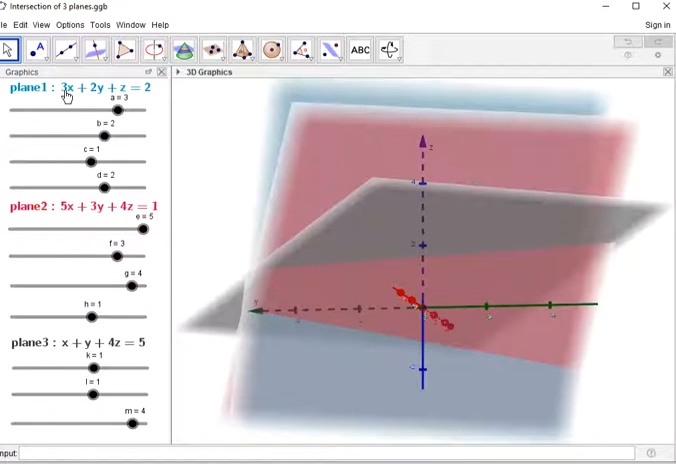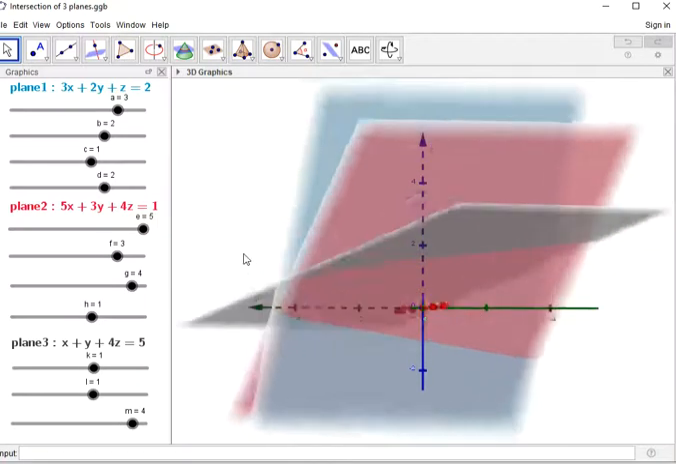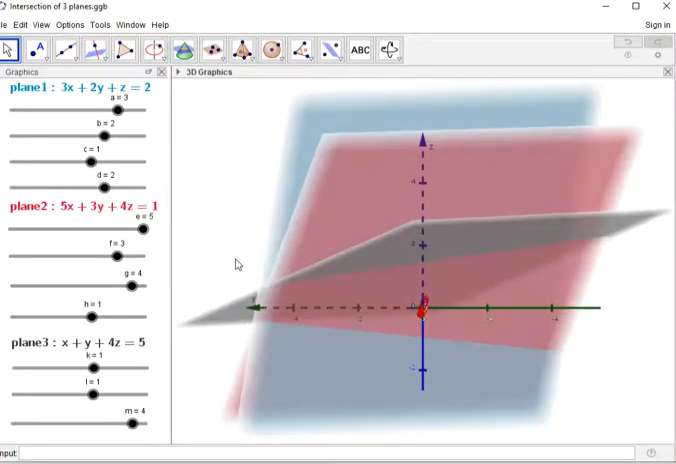So here we have our 3 planes. 3x plus 2y plus z is 2, 5x plus 3y plus 4z equals 1, and x plus y plus 4z equals 5. And at the moment these 3 planes will meet at a unique common point. It's worth noting that if we look at this first plane, the coefficients of x, y, z will represent a normal vector of that plane. So 3, 2, 1 is a vector normal to plane 1, 5, 3, 4 is a vector normal to plane 2, and 1, 1, 4 is a vector normal to plane 3.